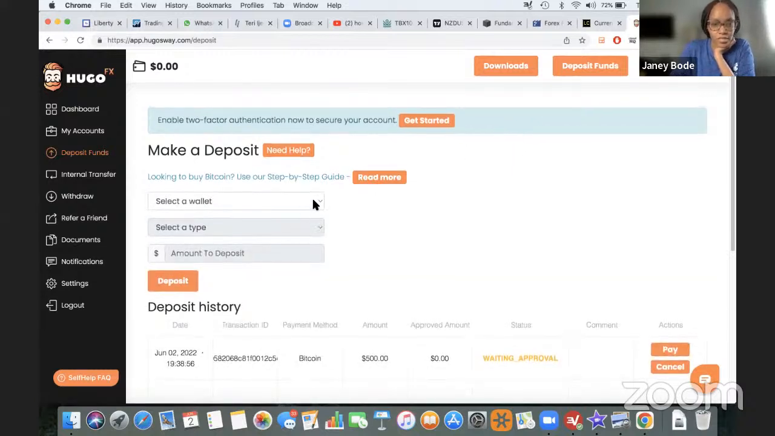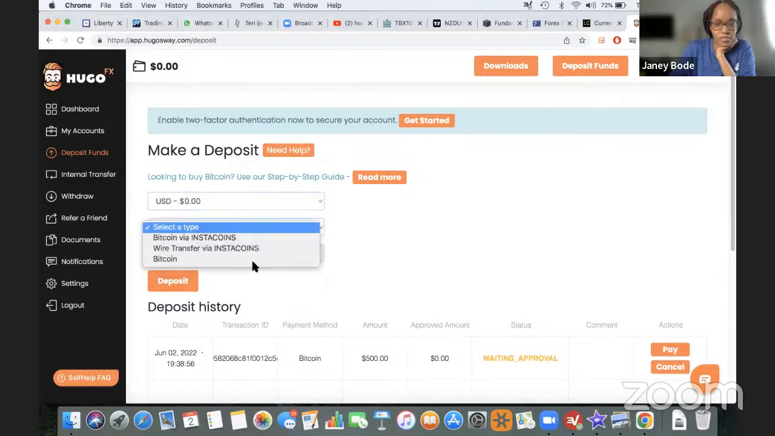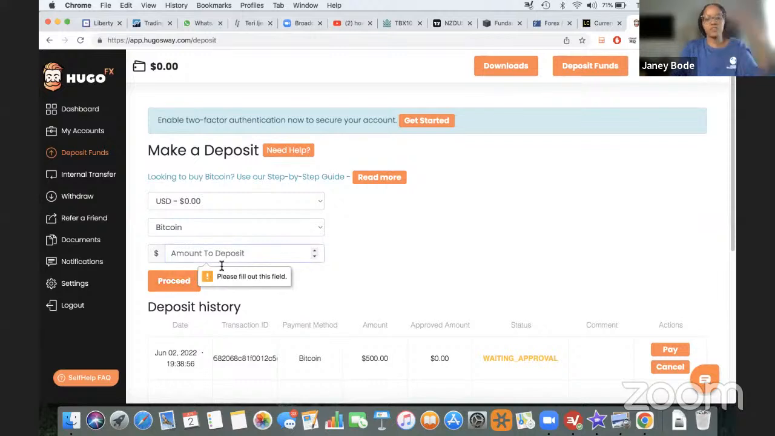And then you can come in here, put in your stuff, Bitcoin, and then you deposit, and then it's going to create a live account. At least that's my understanding with Hugo's Way.